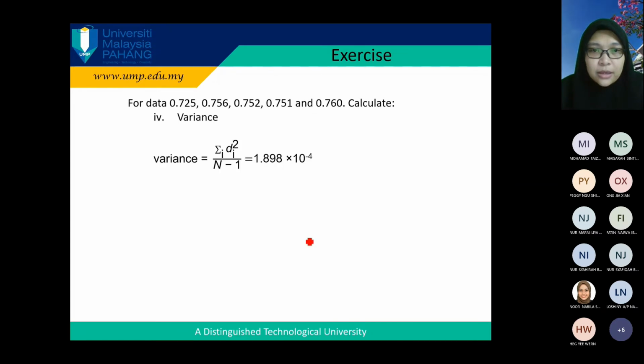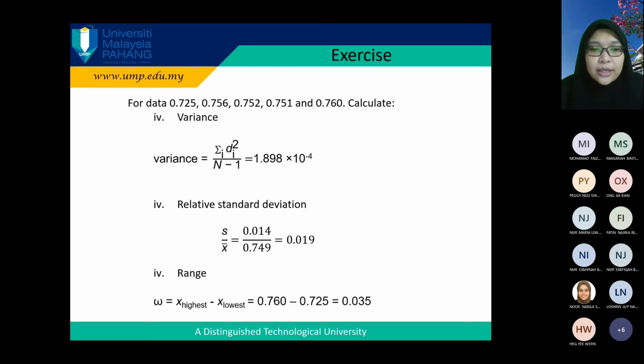Variance is 1.898 times 10 to the power of -4. Relative standard deviation is standard deviation over mean, divide by mean. So you get 0.019. And the last one, range, is the highest value minus the lowest value. We get 0.035. Okay.